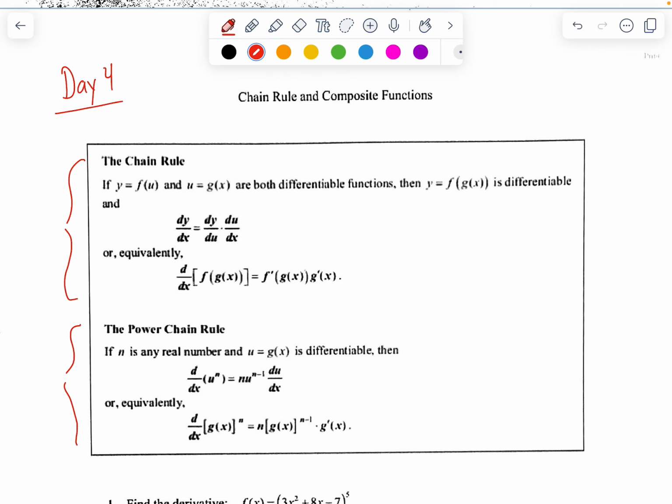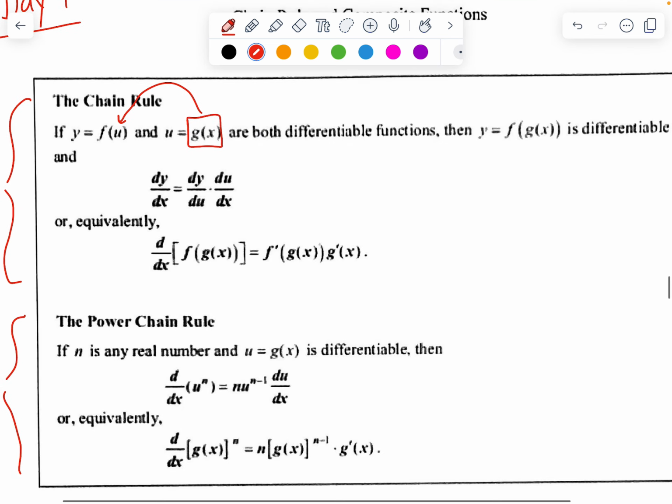So if y equals f of u, and u equals g of x, and they're both differentiable functions, which means they are continuous and you're able to take a derivative of, then y equals f of g of x. So essentially I'm plugging this in to here. So it's a function within a function. It's differentiable if dy over dx equals dy over du times du over dx.